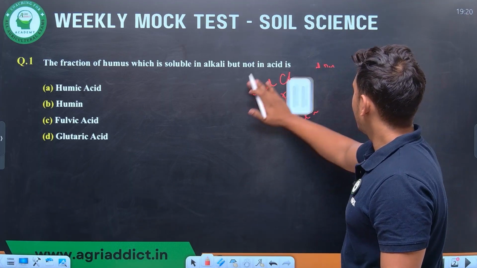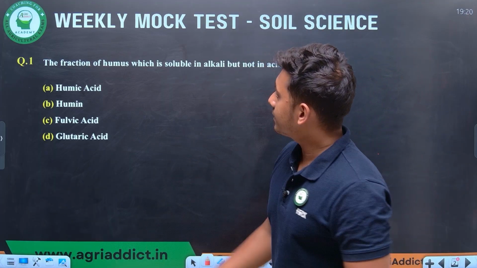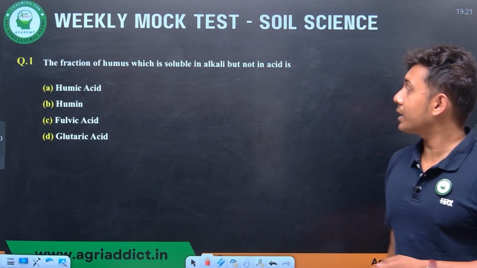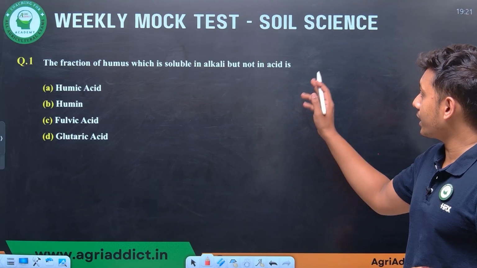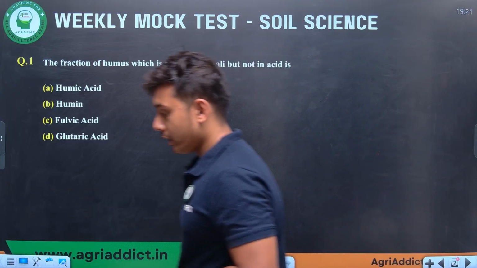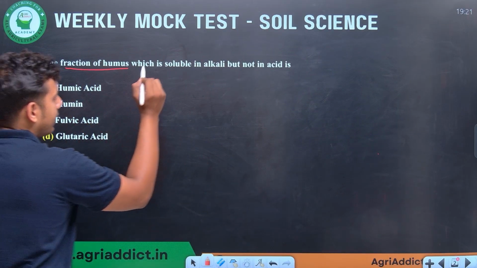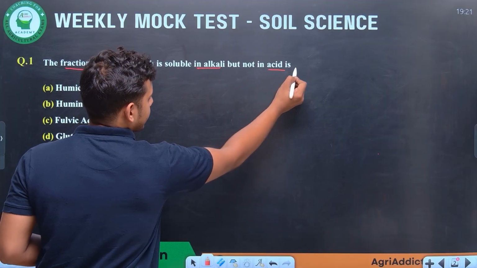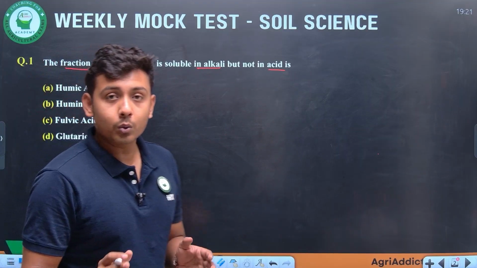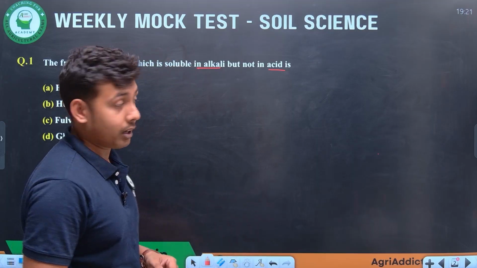So here our first question is: which fraction of humus is soluble in alkali but not in acid? For this we have to know the fractionation scheme of organic matter.